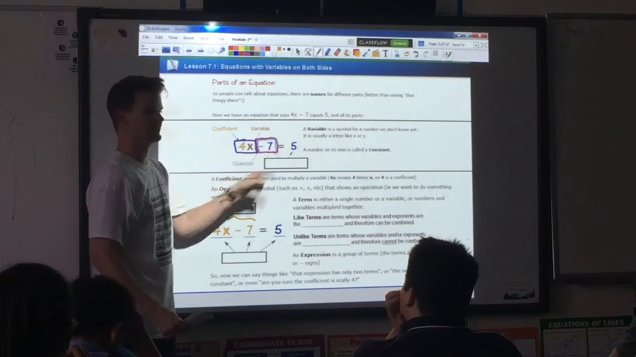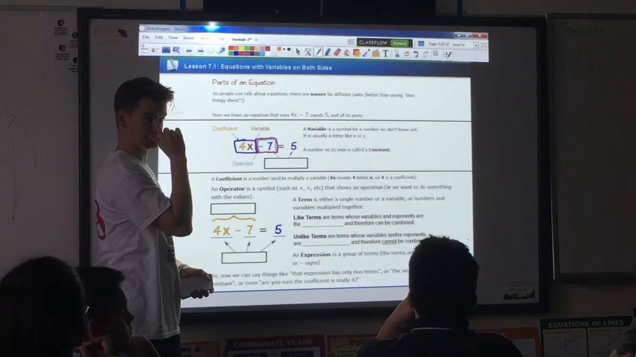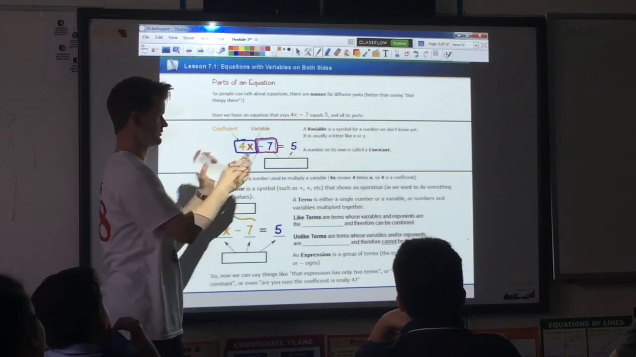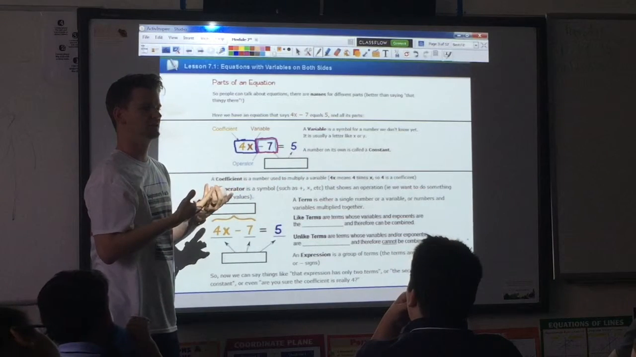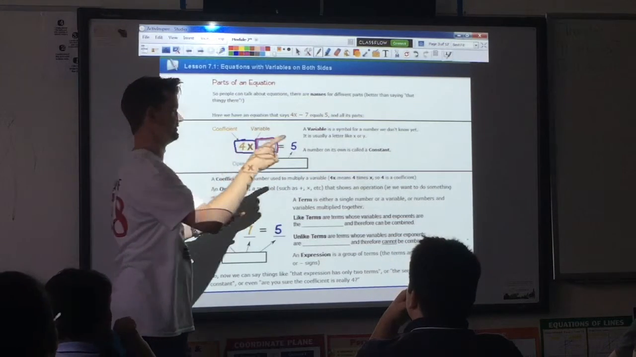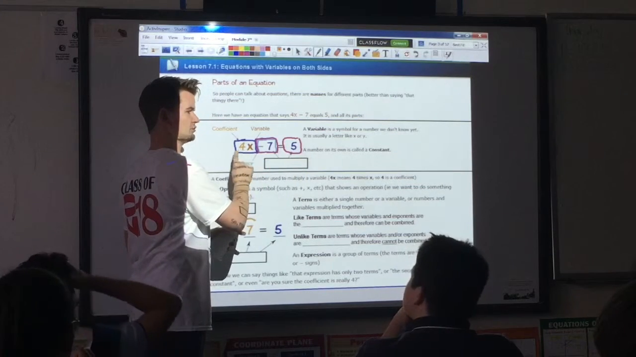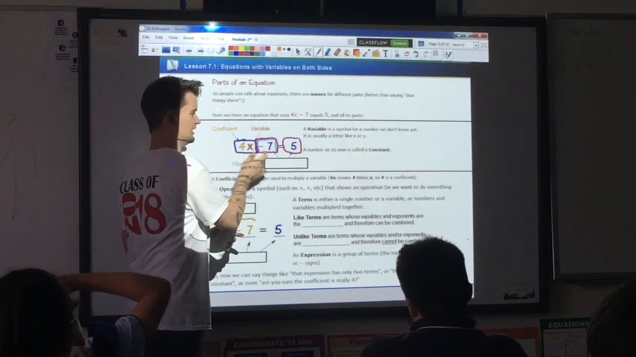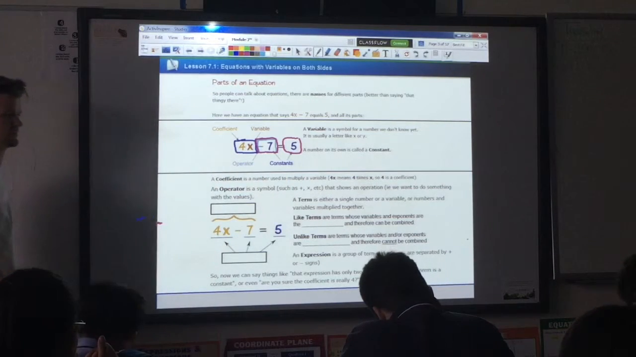And then on the other side, we have another term. What term is this? Anybody? Constant. Well, what is it though? What number is this? 5. So it's not just 5, it's positive 5. And this is not a coefficient. A coefficient is a number located next to a variable, specifically multiplication. And these are known as, Maria said it, constants.